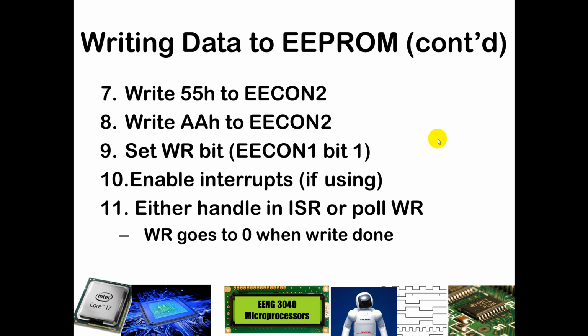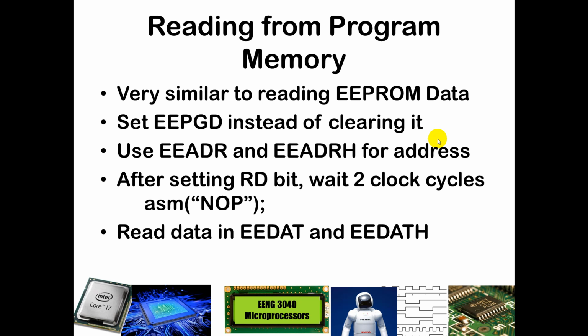And then you want to do this "mother may I" sequence. So write 55 hex to EECON2, write AA hex to EECON2. Then you want to set the WR bit, which actually says, okay, go ahead and do the writing. And then after it's done, you can go ahead and enable the interrupts again. You can handle this either with an interrupt service routine. There actually is an EE interrupt, one of your peripheral interrupts. Or you can just poll the WR bit, and when it goes back down to 0, then you know that writing is done.